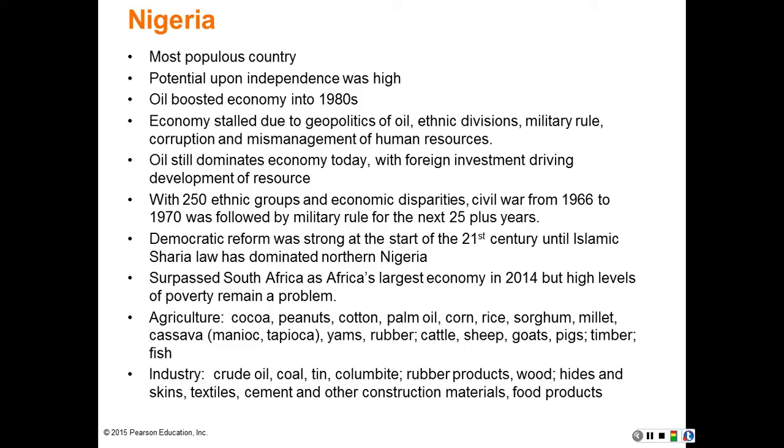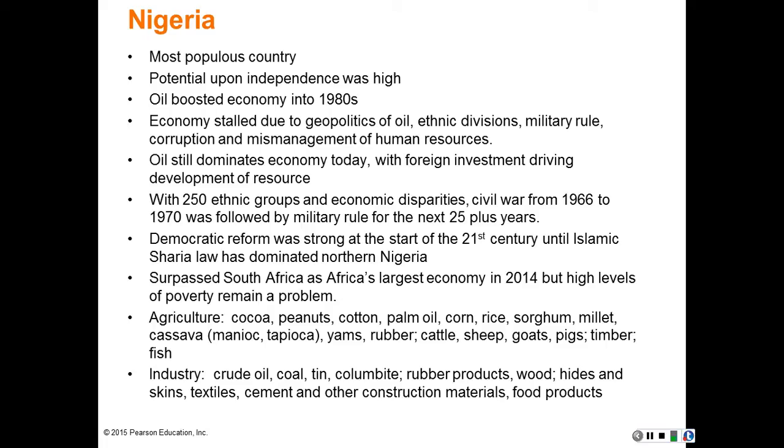Nigeria is the most populous country. Its potential upon independence was considered to be high. Oil boosted the economy into the 1980s, but the economy stalled due to the geopolitics of oil, ethnic divisions, military rule, corruption, and mismanagement of human resources. Oil still dominates the economy today, with foreign investment driving development of the resource. With 250 ethnic groups and 500 languages, and economic disparities, civil war from 1966 to 1970 was followed by military rule for the next 25 plus years.